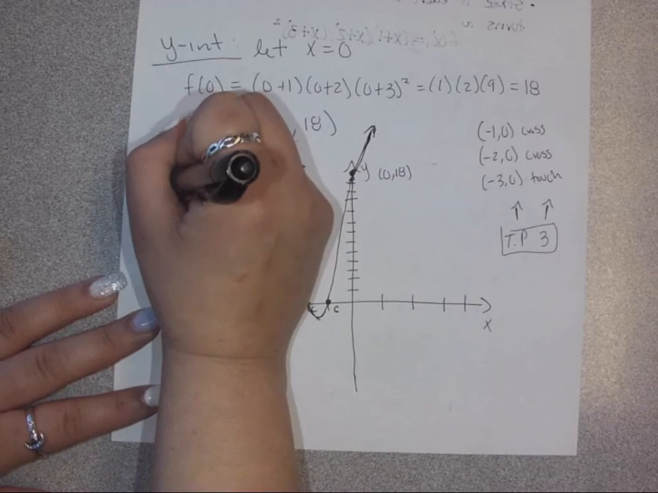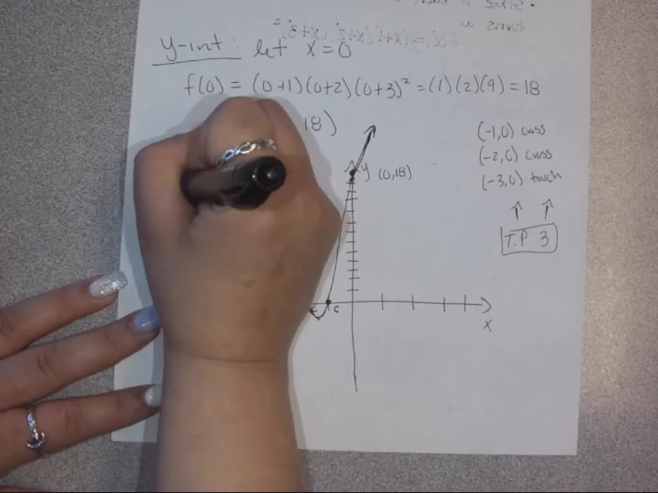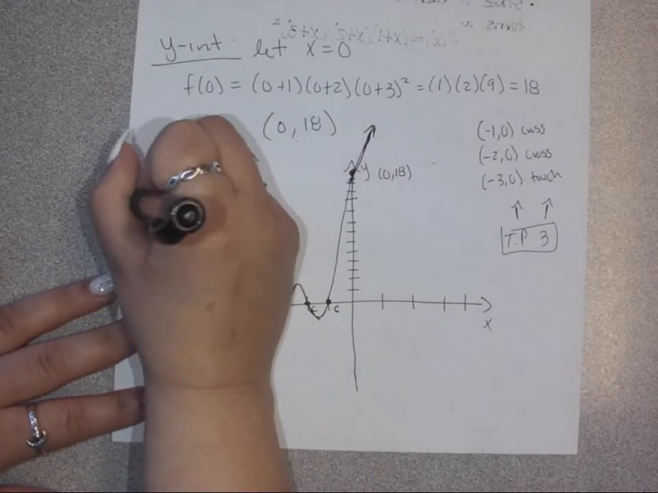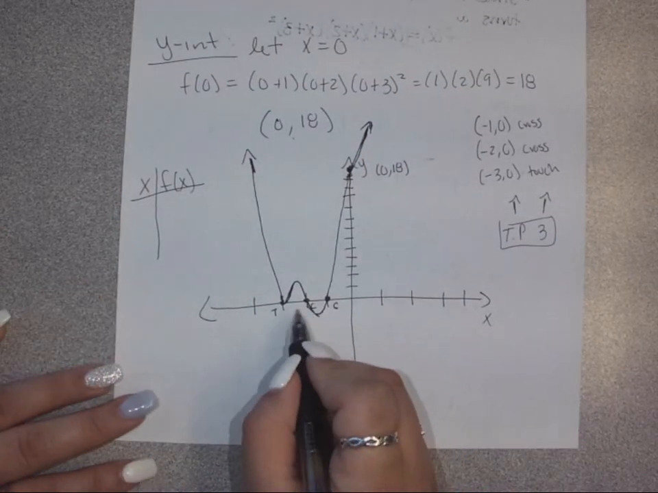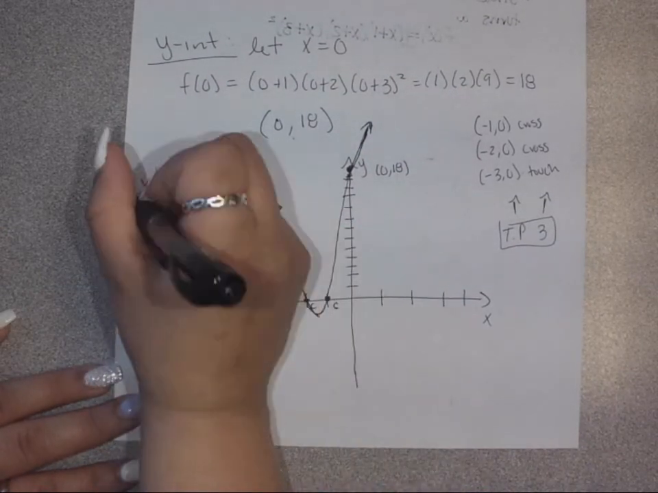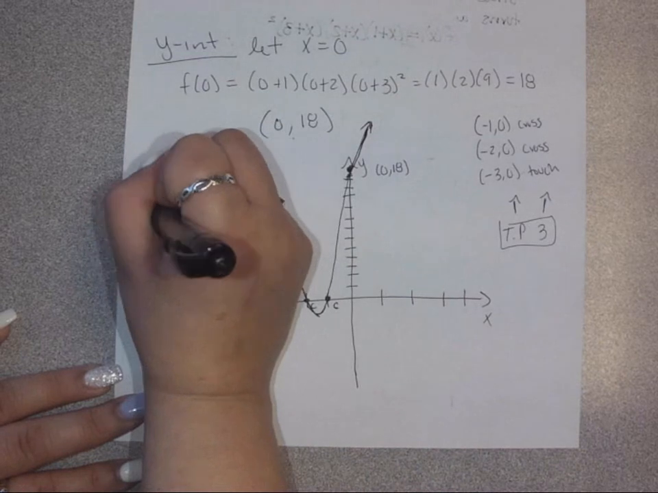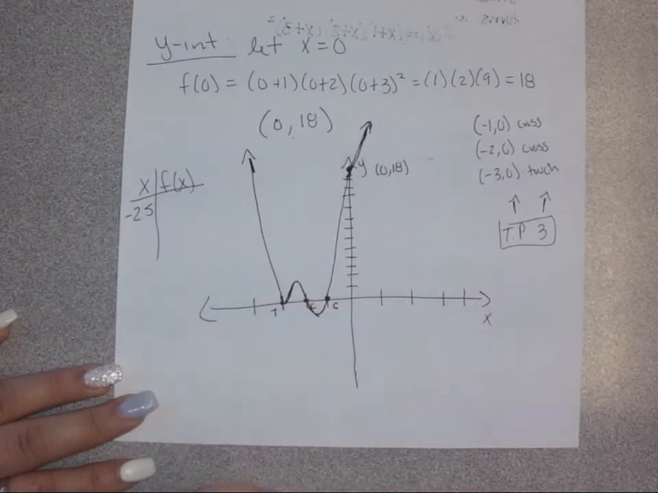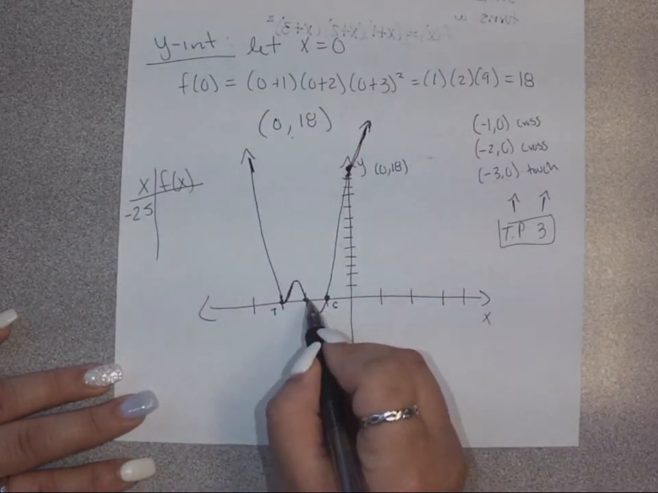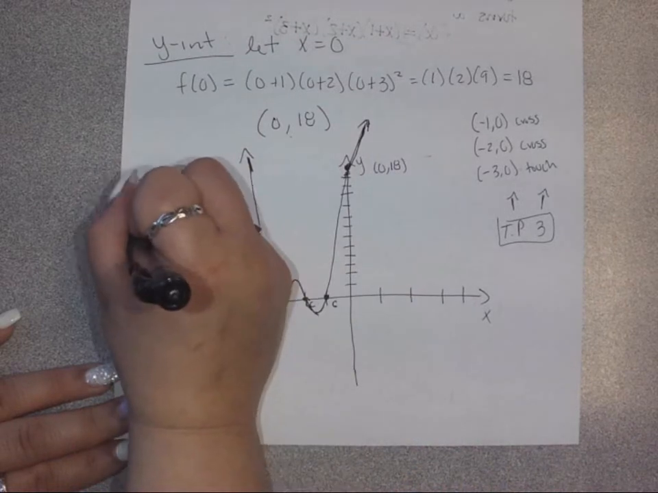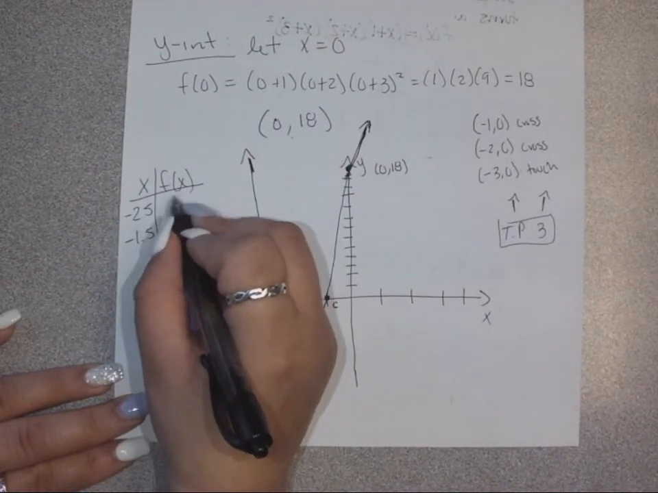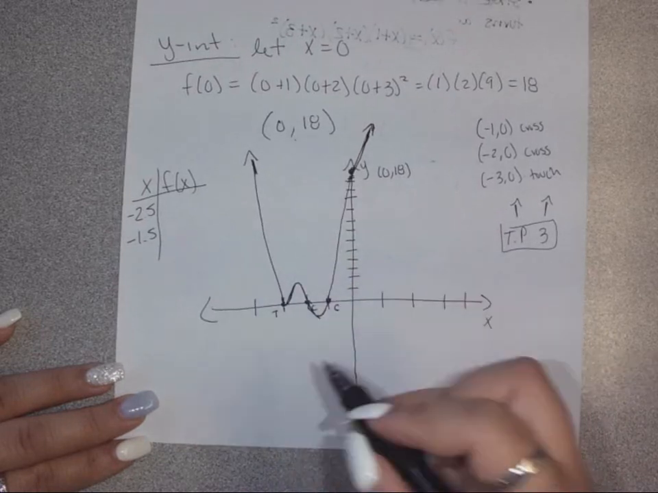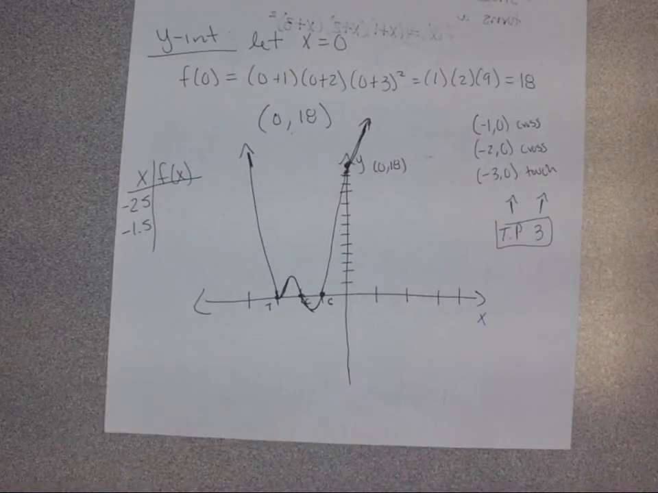If we wanted to know exactly how high and how far down it goes, we would have to create our x and f of x table to fill in our gaps. So in this case, between -2 and -3, we can look at -2.5. From -1 to -2, we will look at -1.5. Find the corresponding y values, plug them in, and know exactly how far up and down it's going.